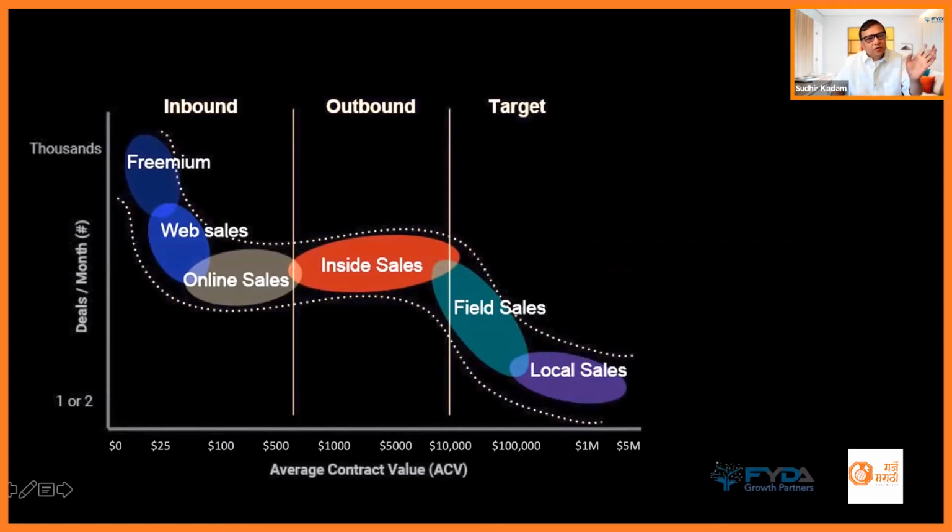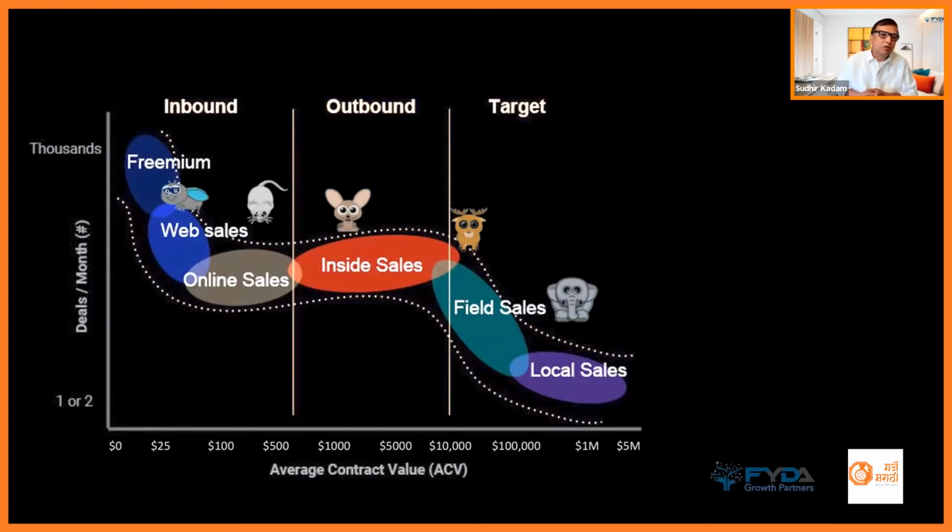The categories that I had shown you earlier, let's see where they fit in. If you have a $10 product, obviously you're going to try a freemium model, or you're going to do web sales. If you have a product which is $100, you're going to do an online sale. Now there is a difference between web sale and online sale, right? Online sale can be any e-commerce product, a physical product also, and web sale is purely a digital delivery.